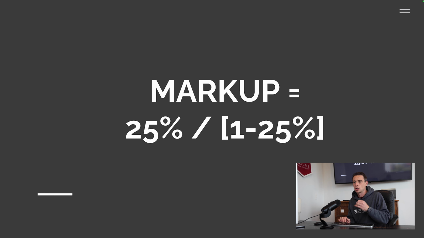Markup equals 25%, that's my target margin, divided by 1 minus 25%. So I'm going to divide 25% by 75%. That's going to get me 33.3%. So we need to mark up our costs 33.3% if we want to achieve a 25% margin, okay? The markup always is higher than the margin you're looking to target.